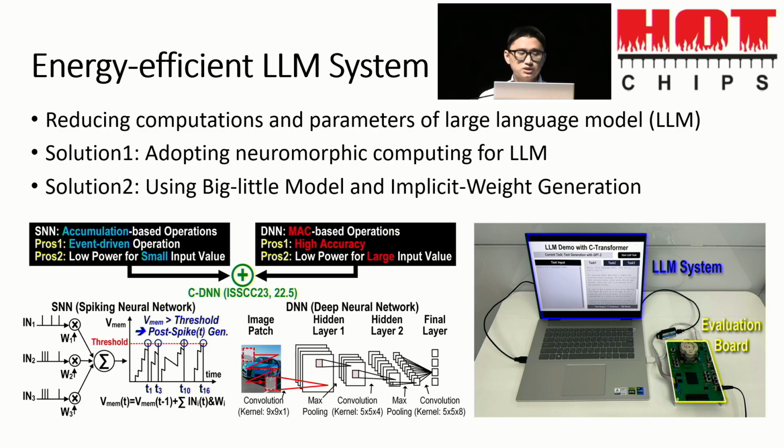So there is an energy trade-off between the two network types, and we combine these two models to achieve optimized energy consumption. When there is little information, the spiking neural network is used for inference, and when there is a lot of information, the conventional deep neural network is used for inference. The figure on the right shows the measurement system of our proposed chip. It can support language modeling, translation, and summarization, and it achieves only 18.1 microjoules per token for language modeling with GPT-2. Thanks for listening.